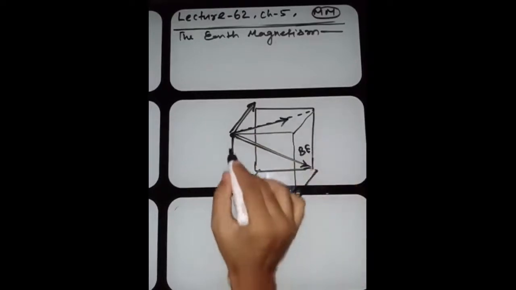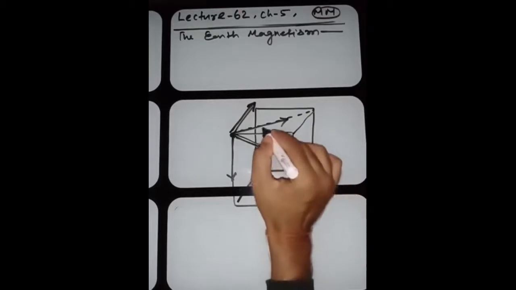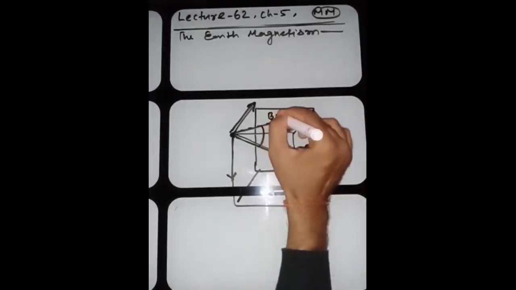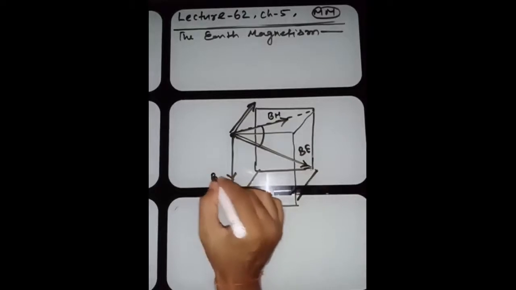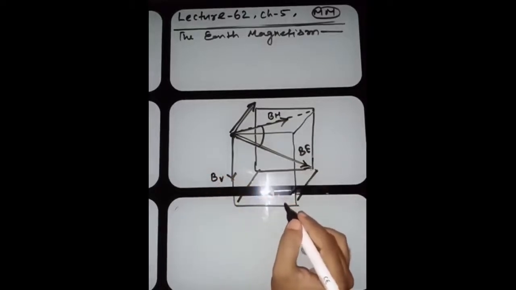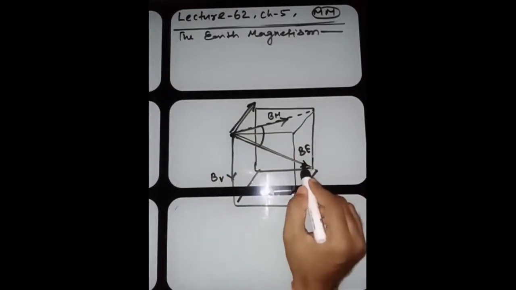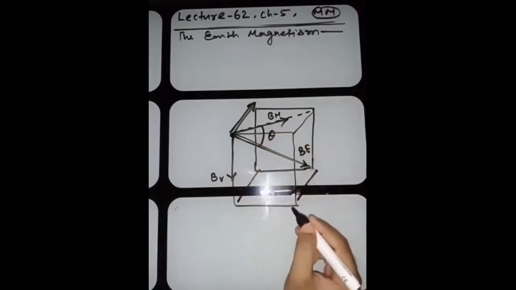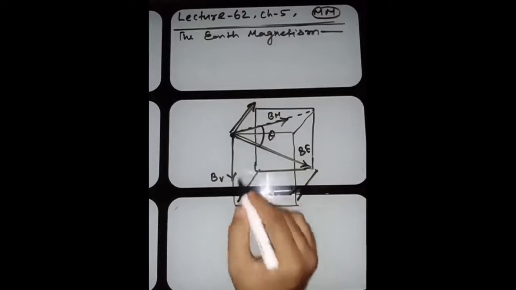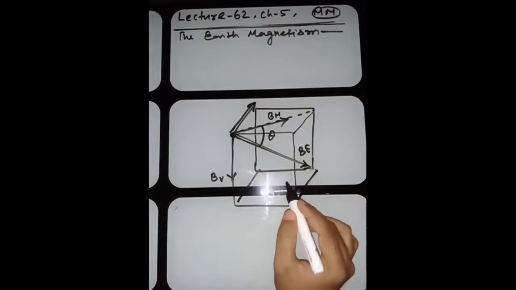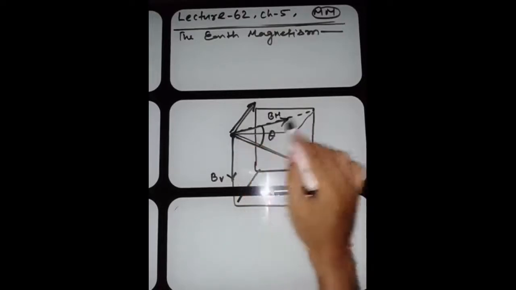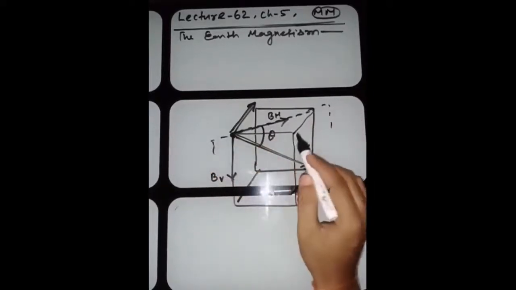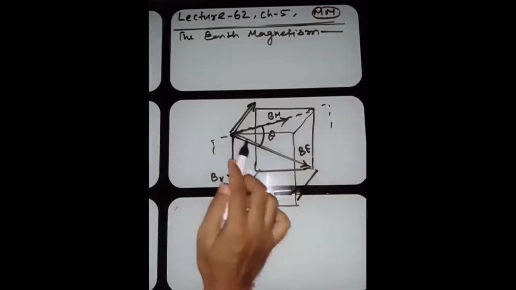Here is the vertical, and this is the horizontal. The horizontal component is called BH, and the vertical component is called BV. The net field makes an angle with the horizontal one. This is called the angle of inclination, or theta. Remember, this theta is the angle of inclination with the horizontal, and this horizontal is nothing but the equator of the Earth. So this BH is the horizontal component, and this is the net magnetic field.